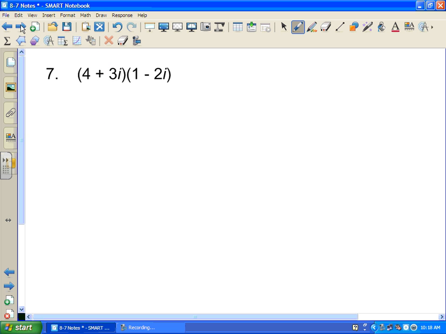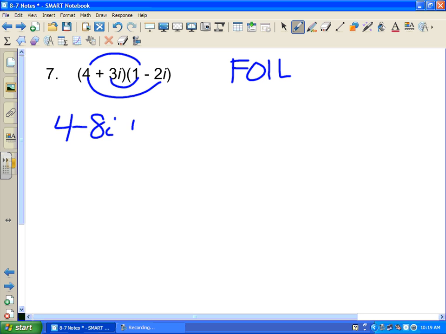Okay. Next. Now we're getting to fun ones. Is this addition? Foil. Okay. It's multiplication, so we're going to just let you guys teach. First, 4 times 1 is 4. Outside: negative 8i. Inside: 3i. And last: negative 6i squared.